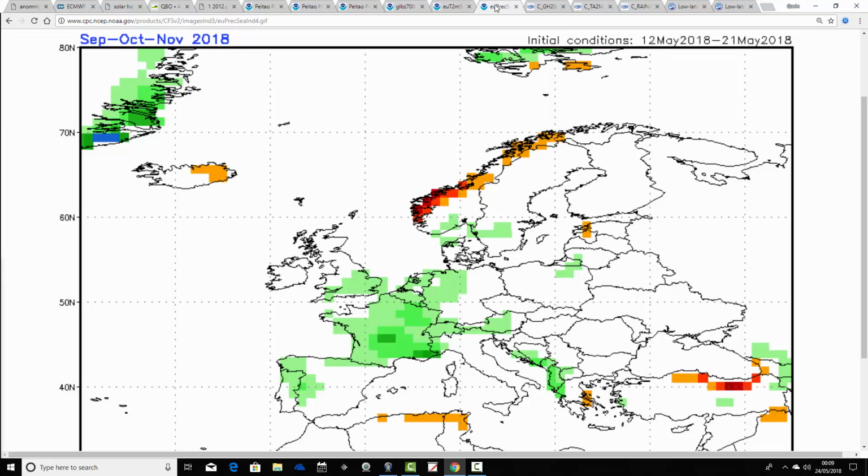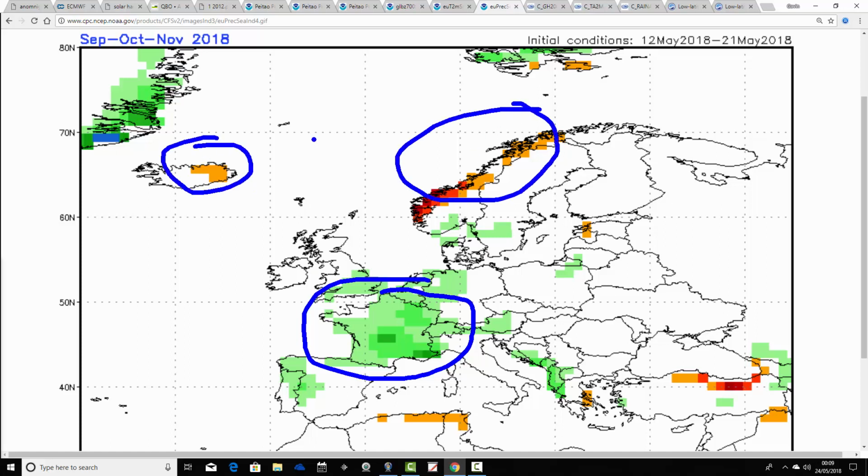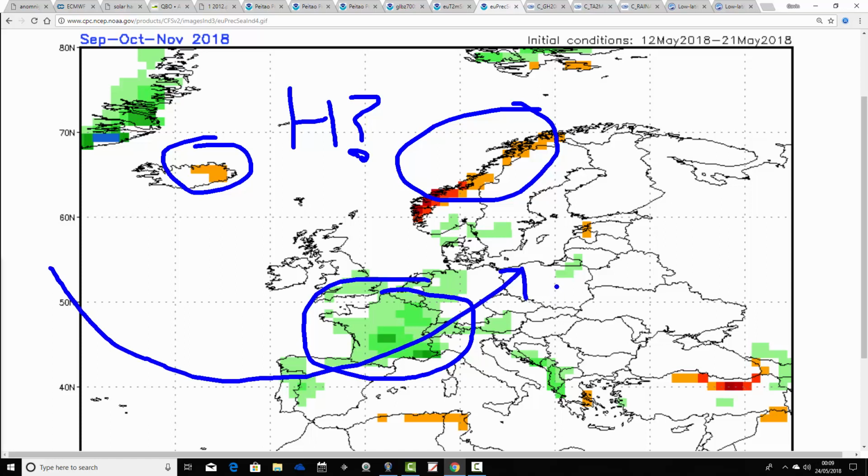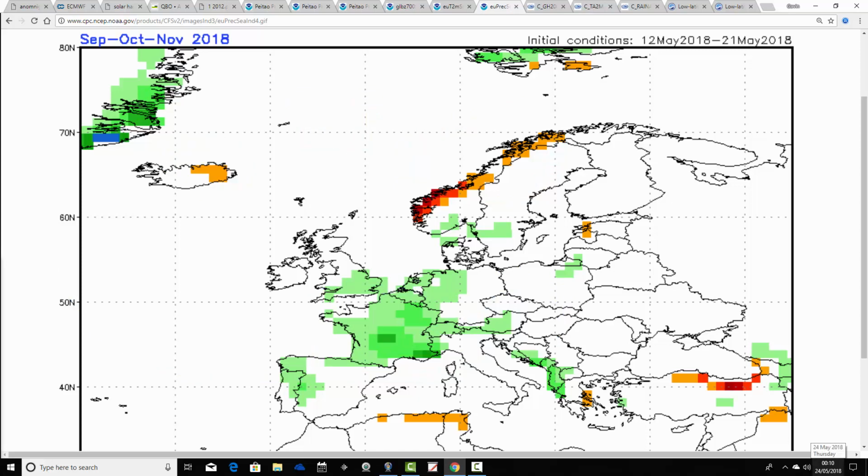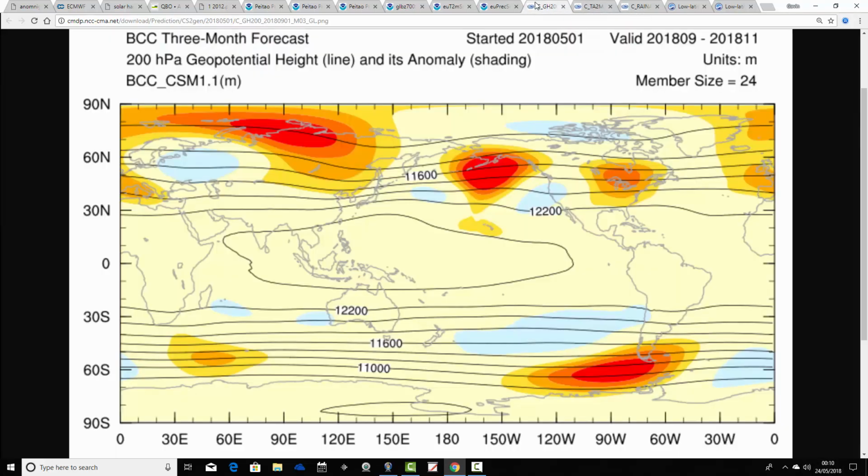Very weak signals from the CFS V2. This may also go along with the idea of a southerly tracking jet stream. This is the precipitation forecast for the autumn from CFS V2. Notice quite wet across France and maybe southern England. A little bit drier up there and there. So again, this could all be indicative of the model predicting some high pressure to be to our north and the jet stream to be to our south. But again, a long way off, a long way to go, and we'll have to wait and see how that develops.